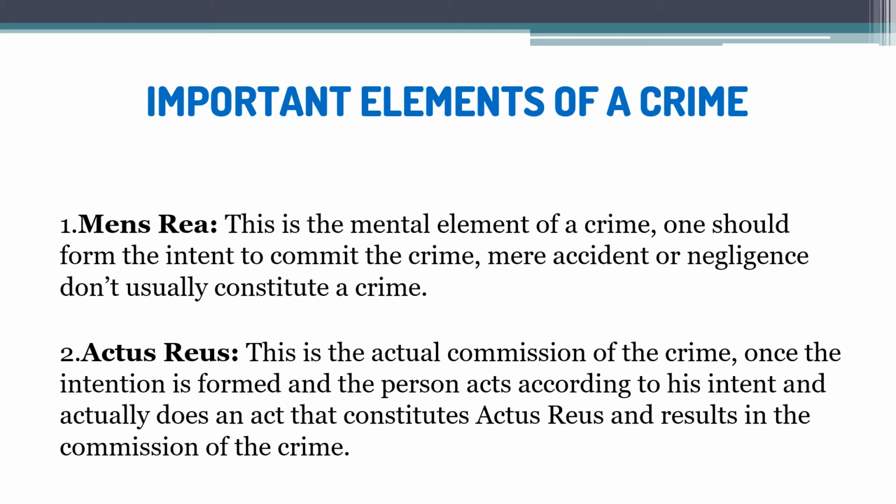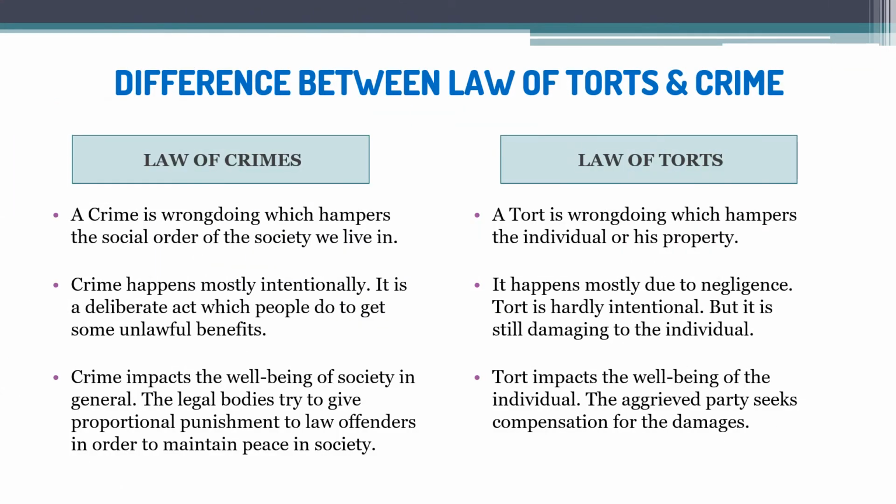Now, coming to the differences between law of torts and law of crimes. Firstly, a tort is an infringement of civil rights committed against an individual, whereas a crime is an infringement against a person or the society in general. Secondly, a tort is mostly accidental and unintended, whereas a crime most of the time is intentional and planned.